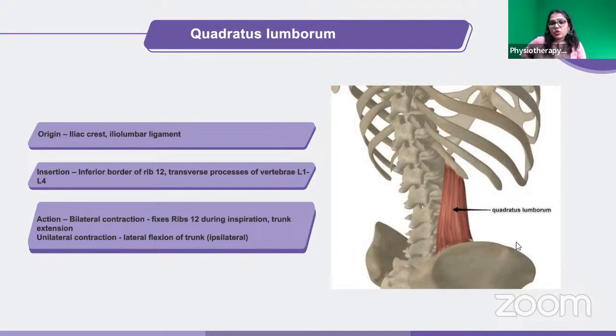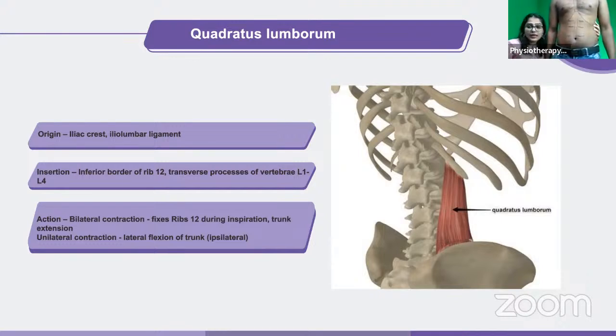What does this muscle do? As it is present on the side, like this over here, when this contracts, the unilateral contraction will cause lateral flexion of the trunk like this. Okay, bilateral contraction on both sides, if it contracts, it will cause trunk extension because it is a bit posterior to the iliac crest, as I've told you, right?